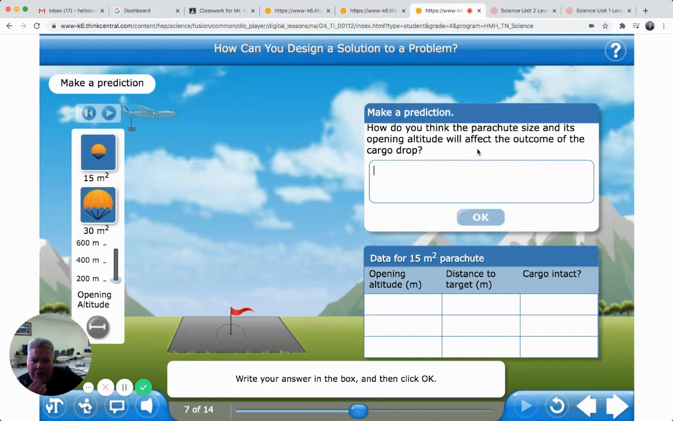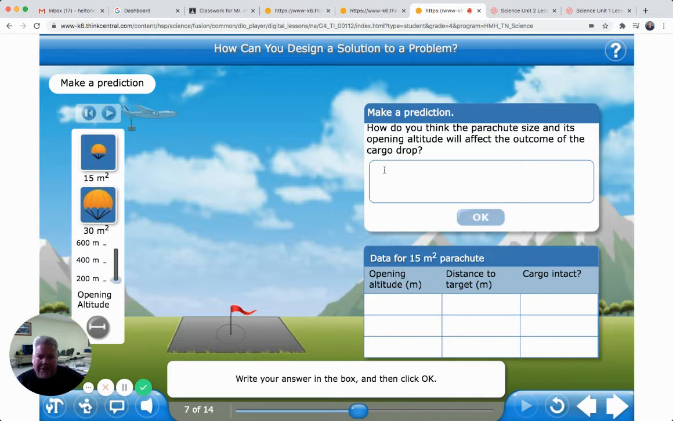How do we think the parachute size and its opening altitude, how high, will affect the outcome of the cargo drop? One thing I noticed down here, this flag is blowing, so there must be some wind blowing this direction. So if I drop my parachute here, the wind's probably going to make it go way over here, isn't it? But if I dropped it lower and maybe over here, maybe it would land on the spot there. I think a bigger parachute would stay in the air longer, don't you?